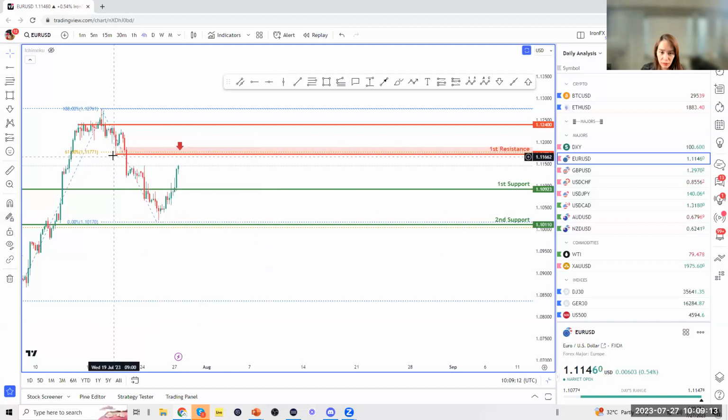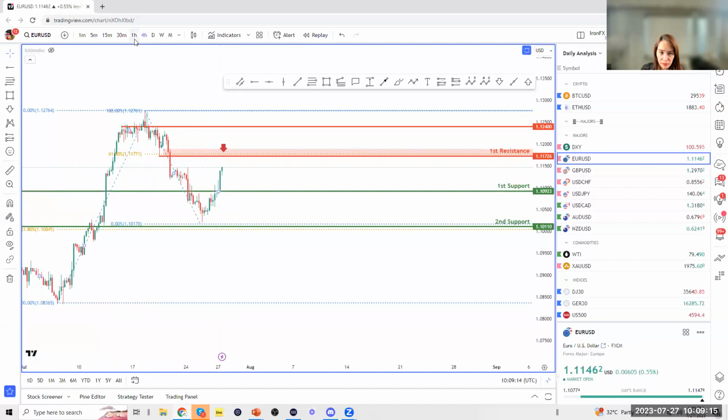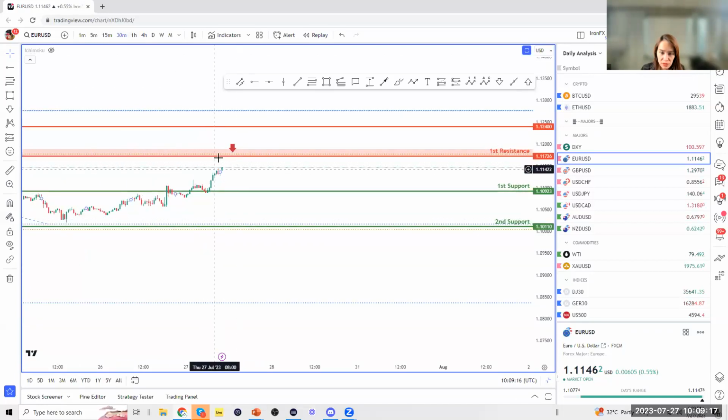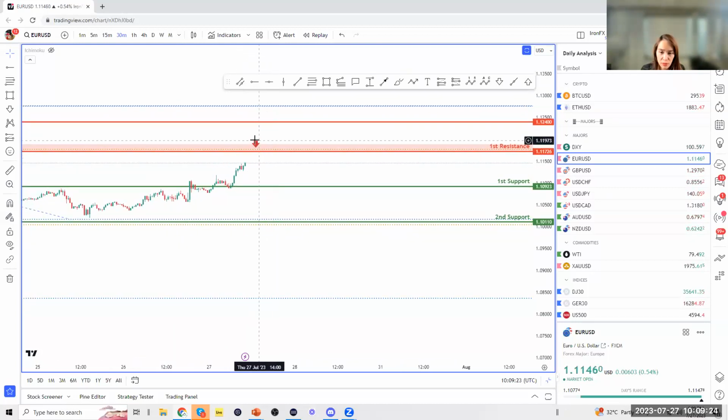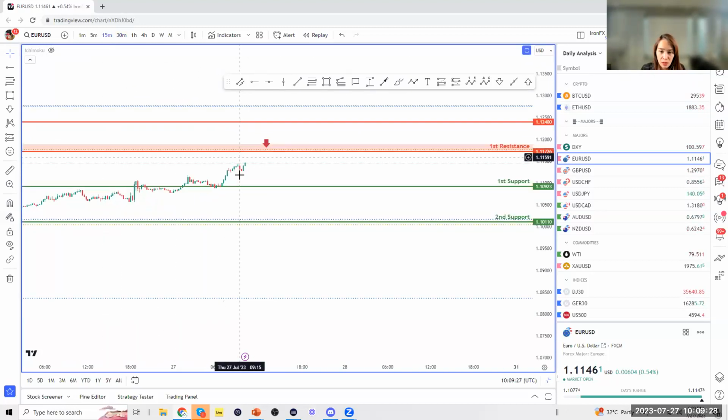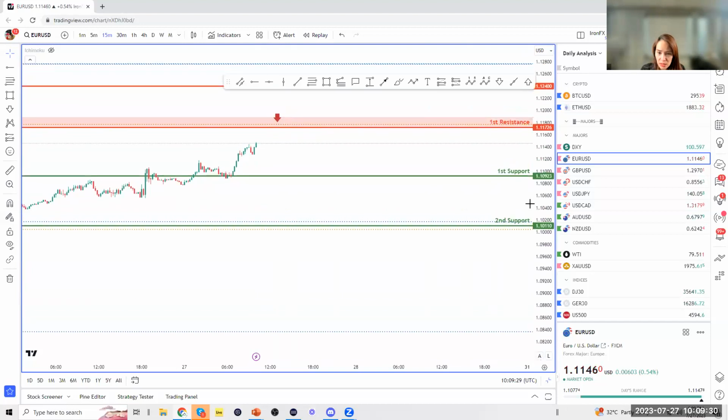Okay, like wait for double top here. You go to the lower time frame, you see if there is any price action, for example like a shooting star or a lot of rejection in the lower time frame, and then you may consider to sell at this level.